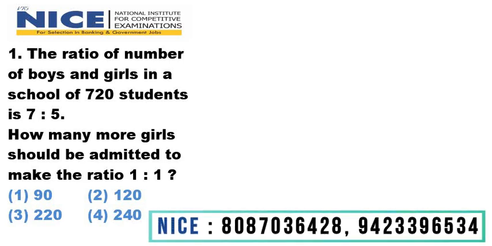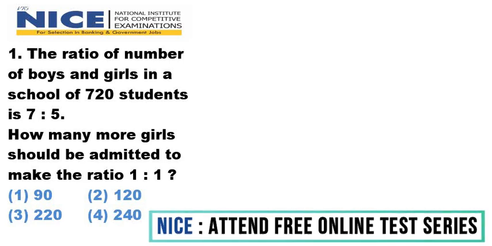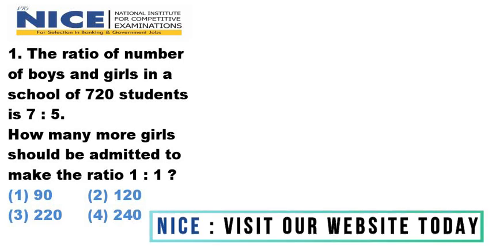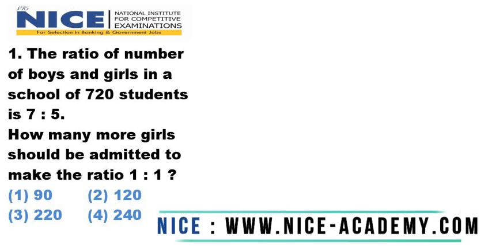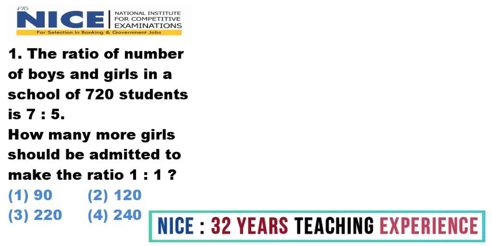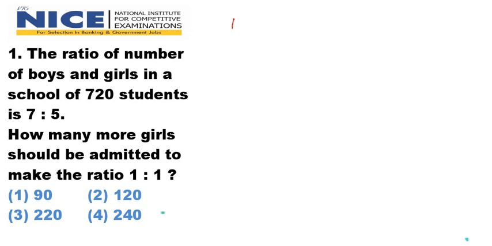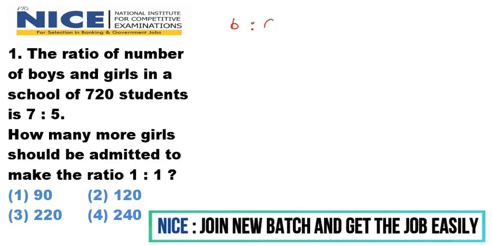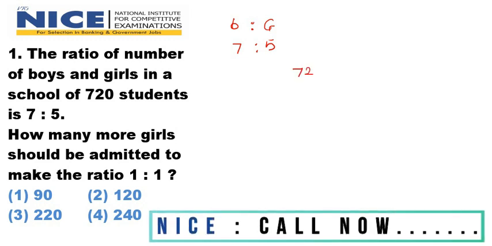Okay, let us see. The ratio of the number of boys and girls in a school of 720 students is 7:5. So what is given to us is the ratio of boys to girls as 7:5. The total number of students is 720.